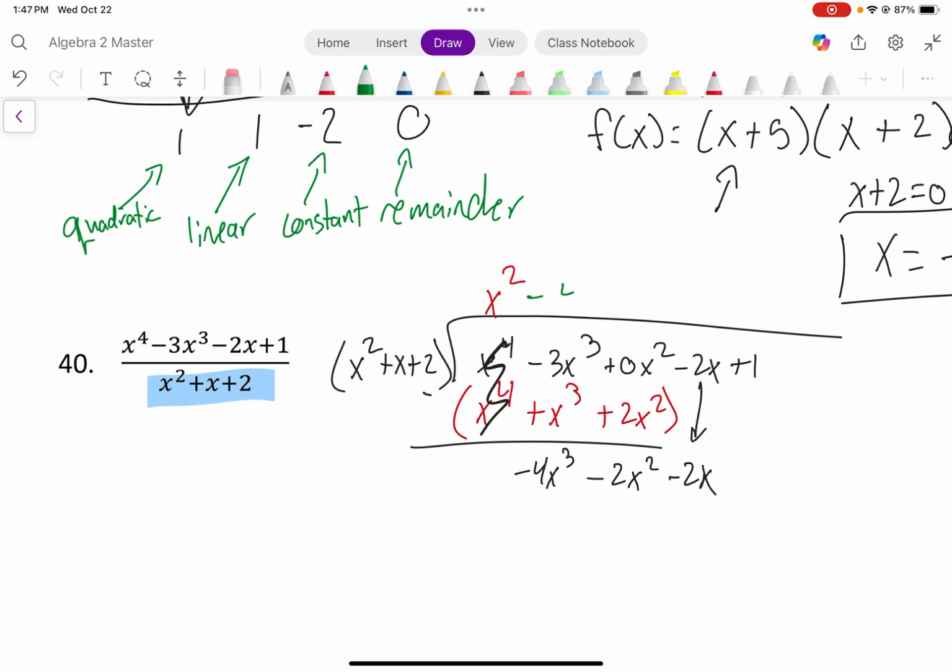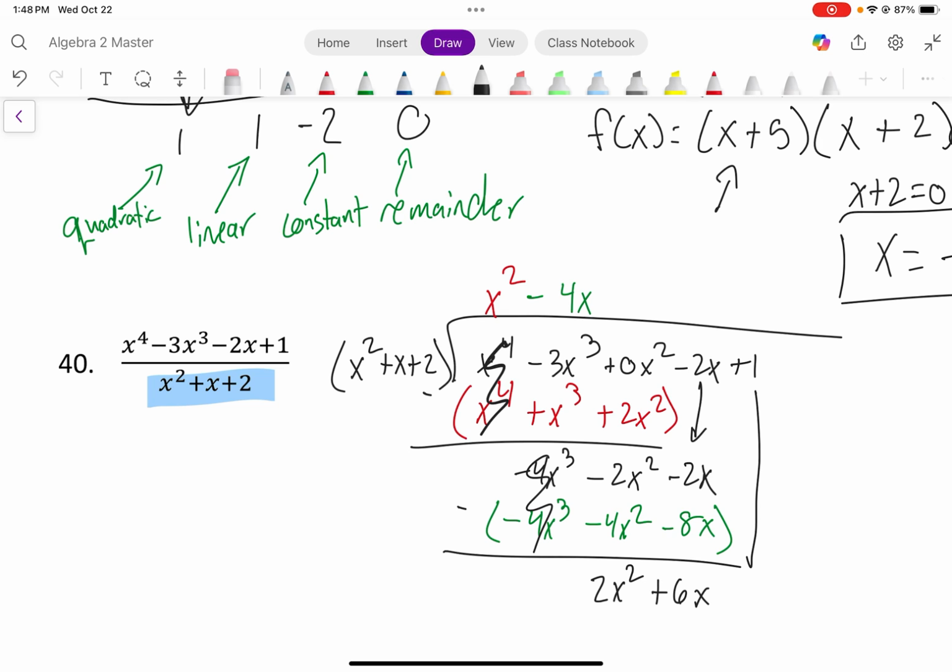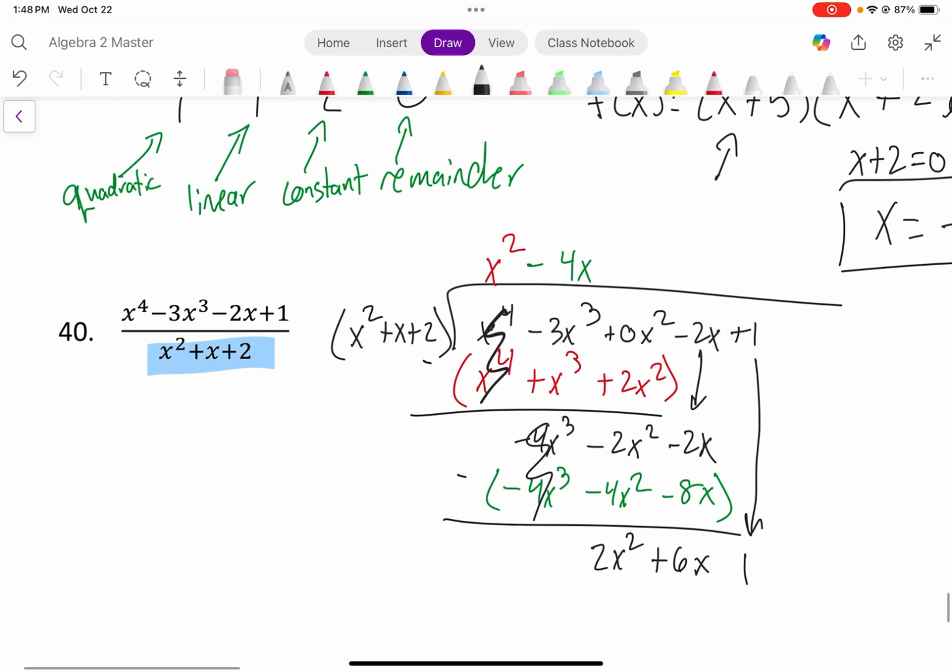x squared times minus 4x is minus 4x cubed. -4x times x is minus 4x squared. -4x times 2 is -8x. Parentheses, subtract. These are gone. -2x squared minus -4x squared is a positive 2x squared. Negative minus a negative. Okay, -2x minus -8x, that's a positive 6x. Now we bring down our 1 with a positive 1.